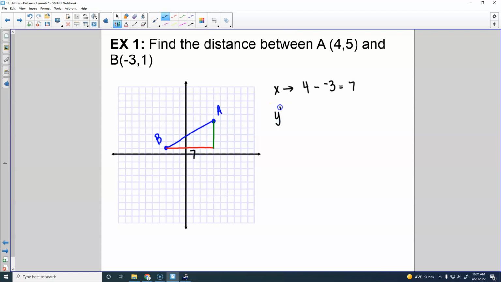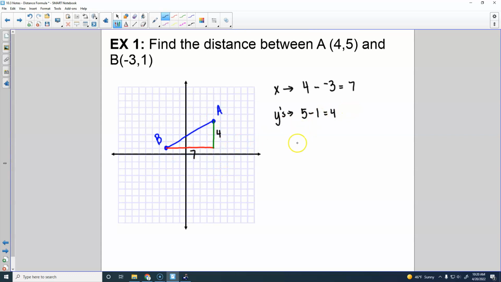For my y's, I could do 5 minus 1, which will give me 4. And if you count right here, 1, 2, 3, 4. That's correct. So I could subtract my x's, it gives me a value. Subtract my y's, it gives me a value. And those are the lengths of the sides of my triangle.